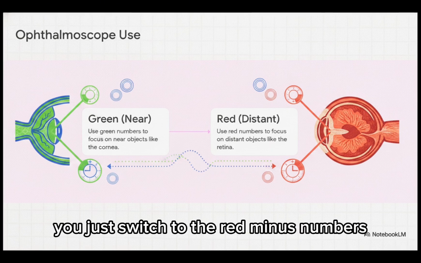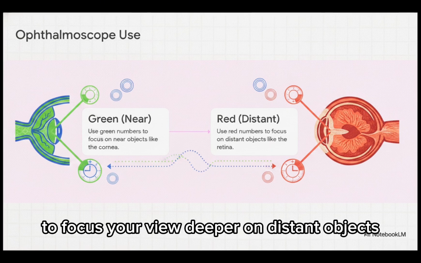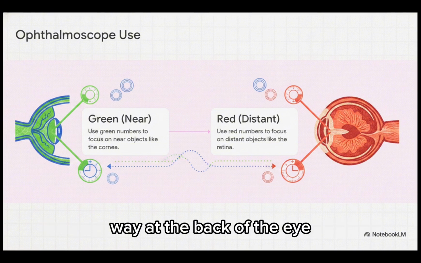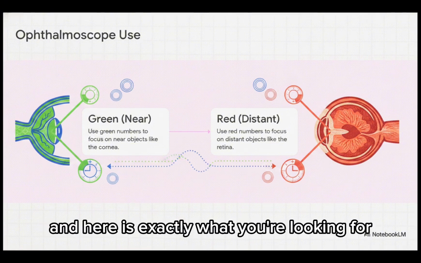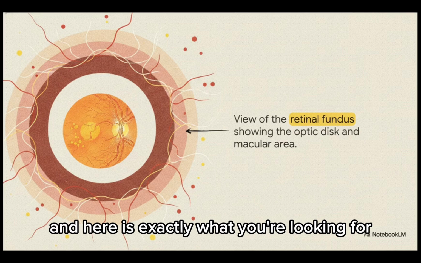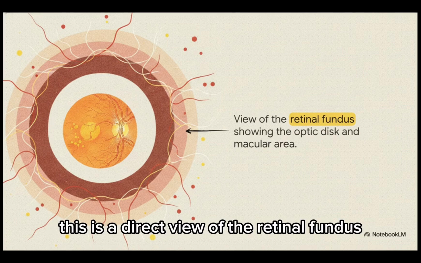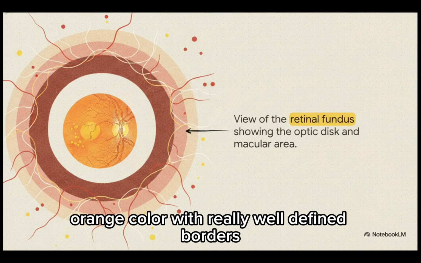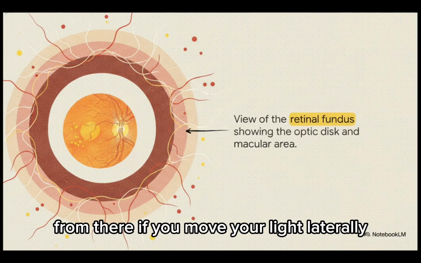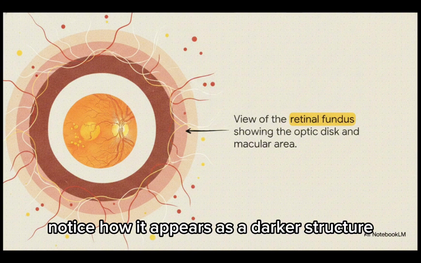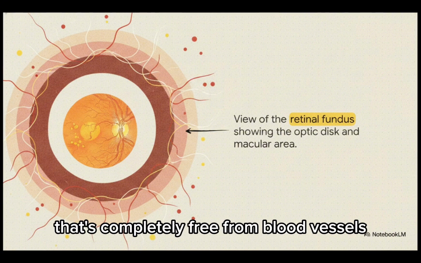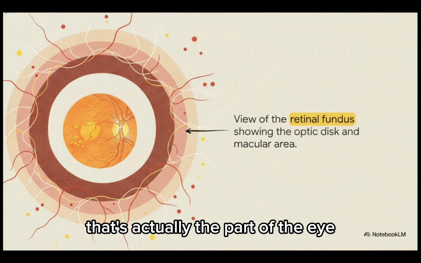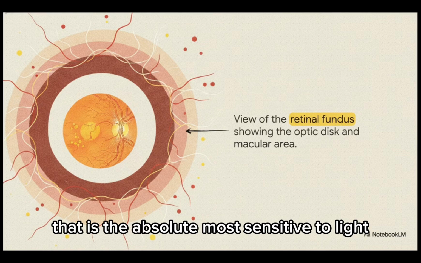Then you just switch to the red, minus numbers to focus your view deeper on distant objects, way at the back of the eye, like the retina. And here is exactly what you're looking for when you use those red numbers. This is a direct view of the retinal fundus. You can clearly see the optic disc, which should always be this creamy pink to yellow-orange color with really well-defined borders. From there, if you move your light laterally, you'll locate the macula. Notice how it appears as a darker structure that's completely free from blood vessels? That's actually the part of the eye that is the absolute most sensitive to light.